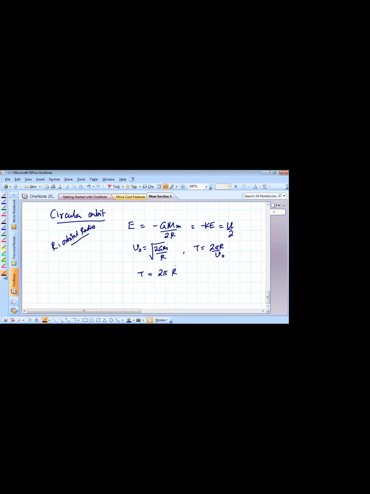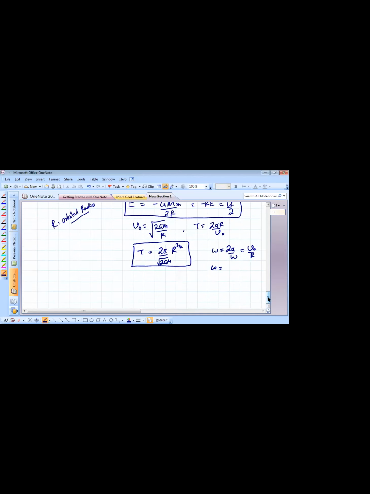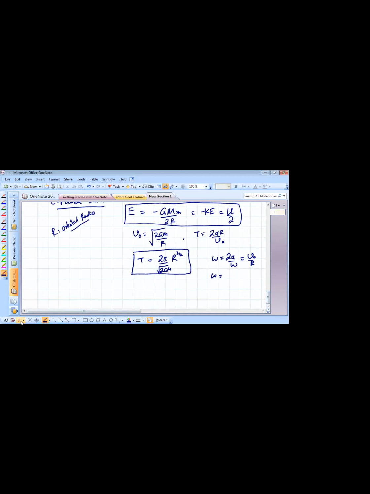2 pi r to the power 3 by 2 upon square root of GM. So this is the relationship between time period and this. This is the relationship of energy. Okay. And therefore your angular velocity, which is 2 pi by T, or v orbital by r. So you can see your omega is equal to, or we can also do like this. We can directly look at the angular momentum. That will be easier.